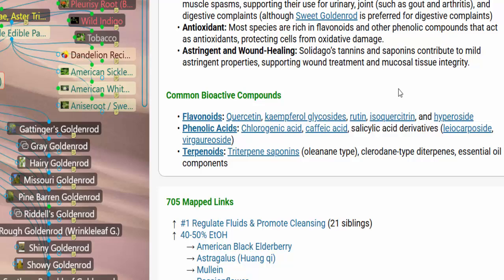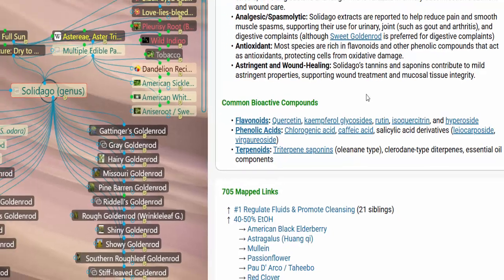Astringent and wound healing. Solidago's tannins and saponins contribute to mild astringent properties, supporting wound treatment and mucosal tissue integrity. And here we have a list of some of the bioactive compounds that they share. All of these are hyperlinked, so you can click on them to find out more about them. I'm not going to do that right now.